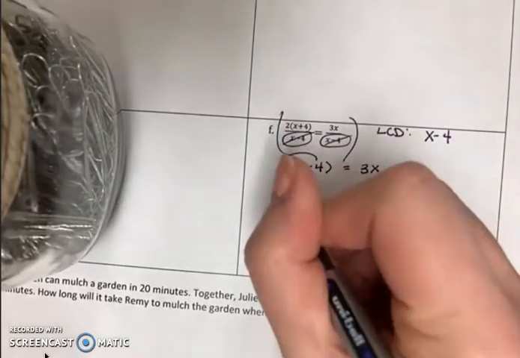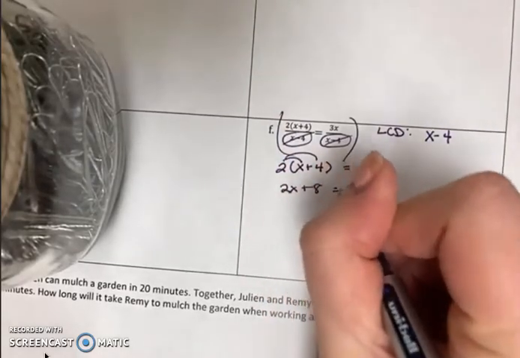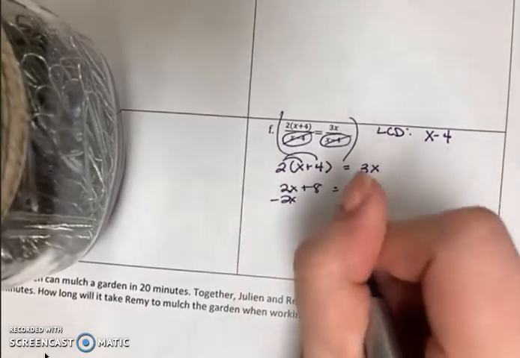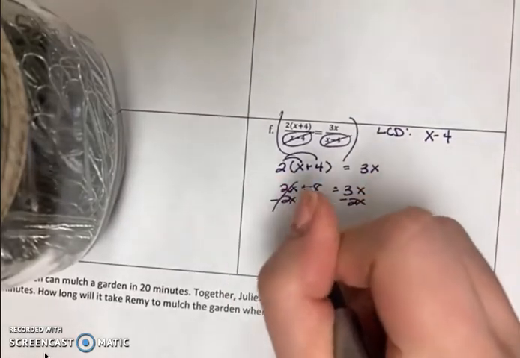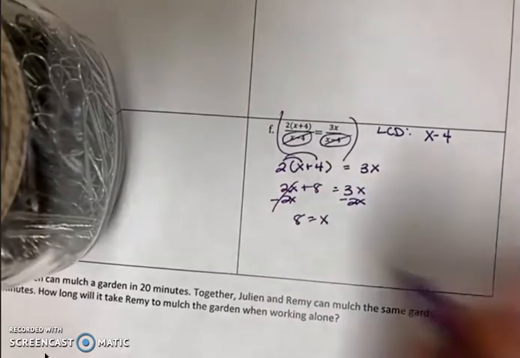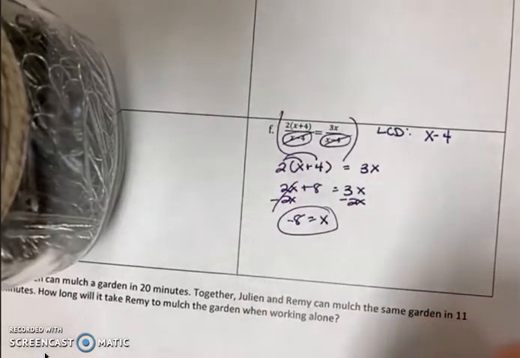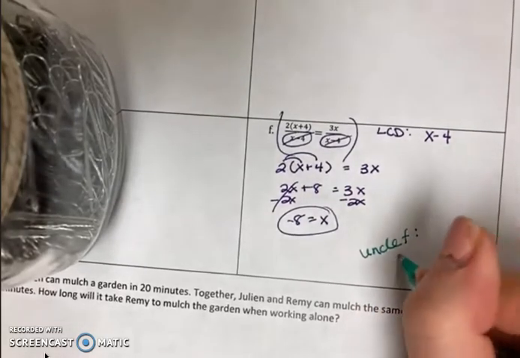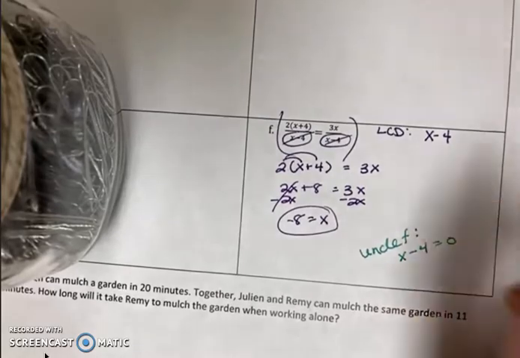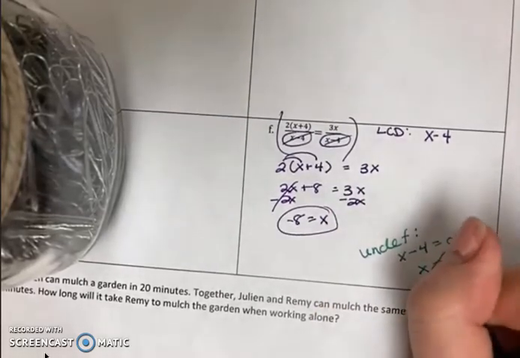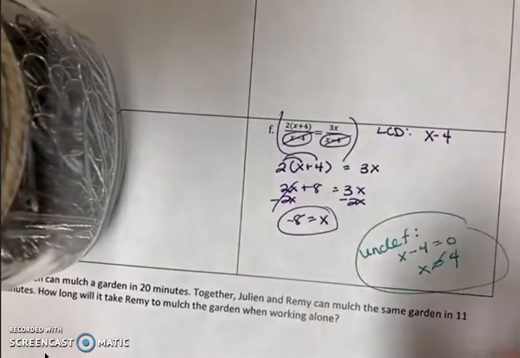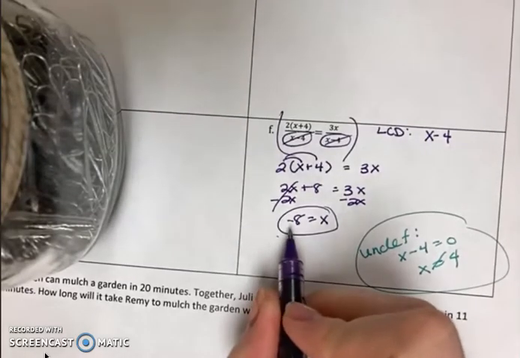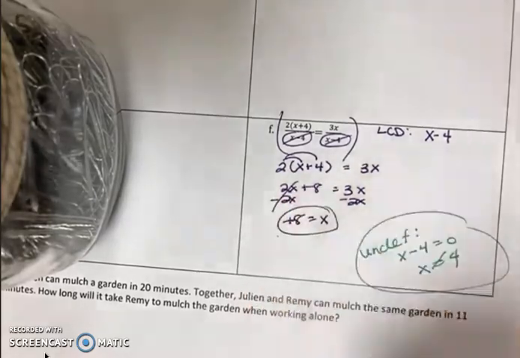And I could clean that up. It's 2x plus 8 equals 3x. And I can solve. So minus 2x minus 2x, 8 equals x. Okay, there's my possible solution. Check when it's undefined. So x minus 4 equals 0 because they're both the same. So x cannot equal 4. And that doesn't, so it works. Sorry, this looks like a negative 8. That's supposed to be a positive.